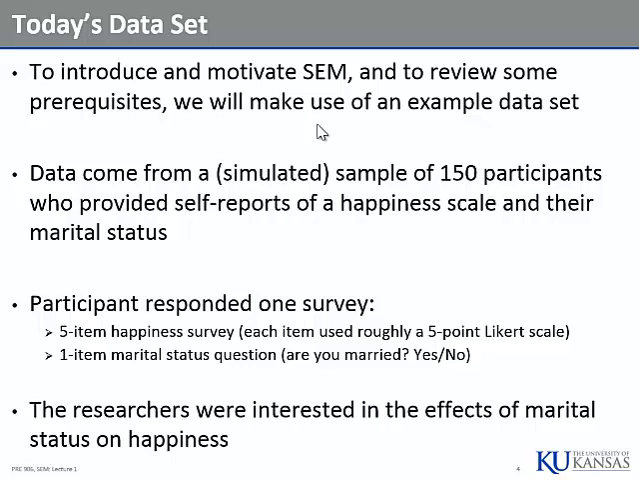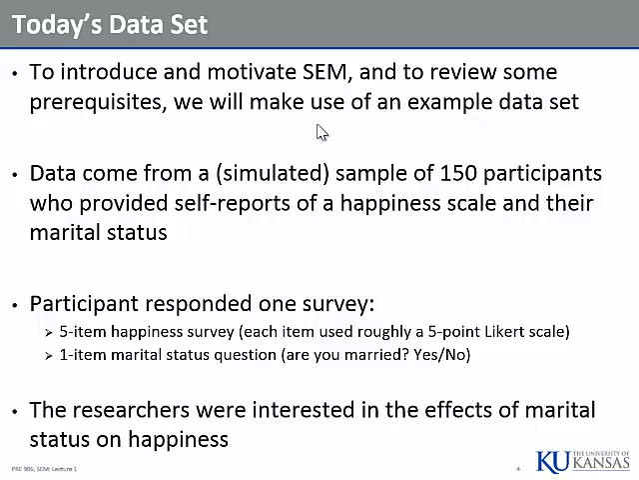They took a 5-item happiness survey where the items were essentially 5 questions, and you had to rate each with a 5-point Likert scale, like strongly disagree, disagree, agree, and strongly agree. And then there was one marital status question: are you married? Yes or no? The researchers doing this study were interested in the effects of marital status on happiness.